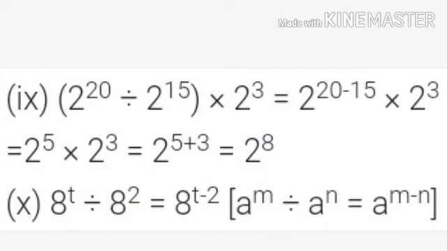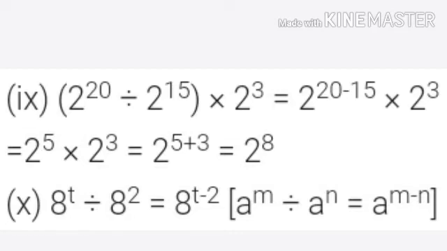Eighth, 2 raised to the power 20 divided by 2 raised to the power 15. Here we apply the second rule of exponents. So the bases are equal and the powers are different, so we have to subtract the powers. So 2 raised to the power 20 minus 15 is equal to 2 raised to the power 5 into 2 raised to the power 3. Now here the bases are equal and the powers are different, so we have to add the powers. 2 raised to the power 5 plus 3 is equal to 2 raised to the power 8.